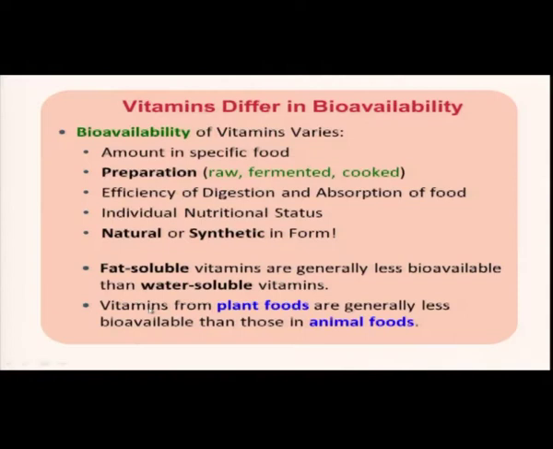The second thing is, what would be the source? Look here, vitamins from plant foods are generally less bioavailable than those in animal foods. What could be the reason for it? If you consider plant foods, you have a wide variety of cellulose and other complex carbohydrates which could act as a kind of barrier in making the vitamins available for absorption. So that's one of the reasons.